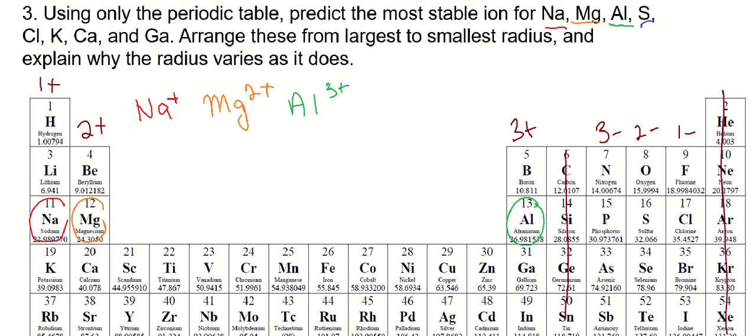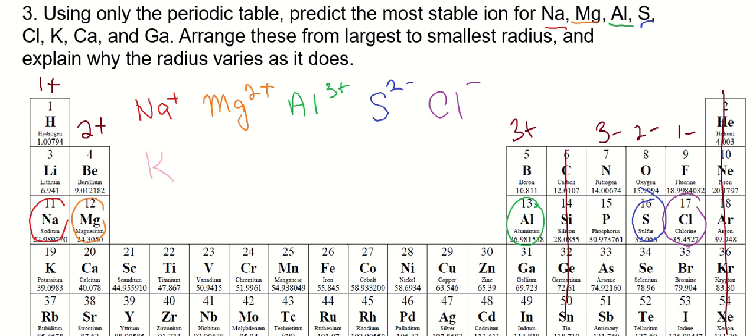And where are we going? Sulfur, it's going to want to gain 2 electrons. And then chlorine is going to want to gain 1. So those are your, oh, we got more here. All right, so let's go here.